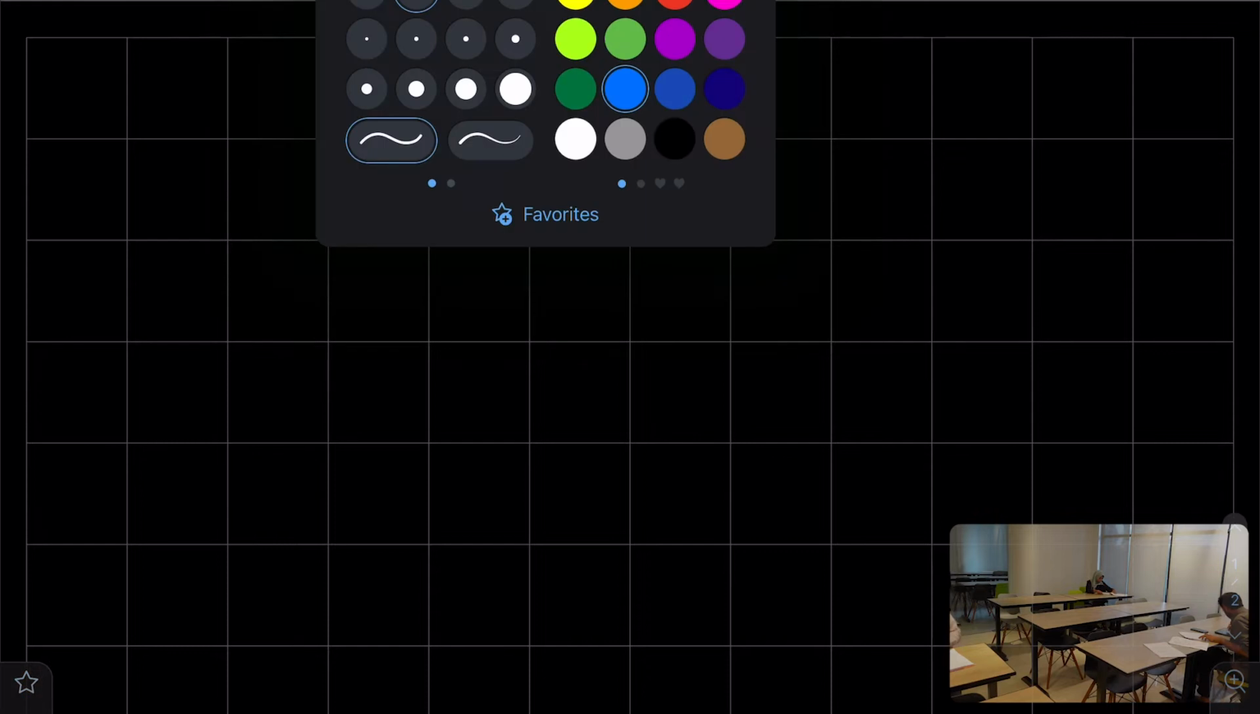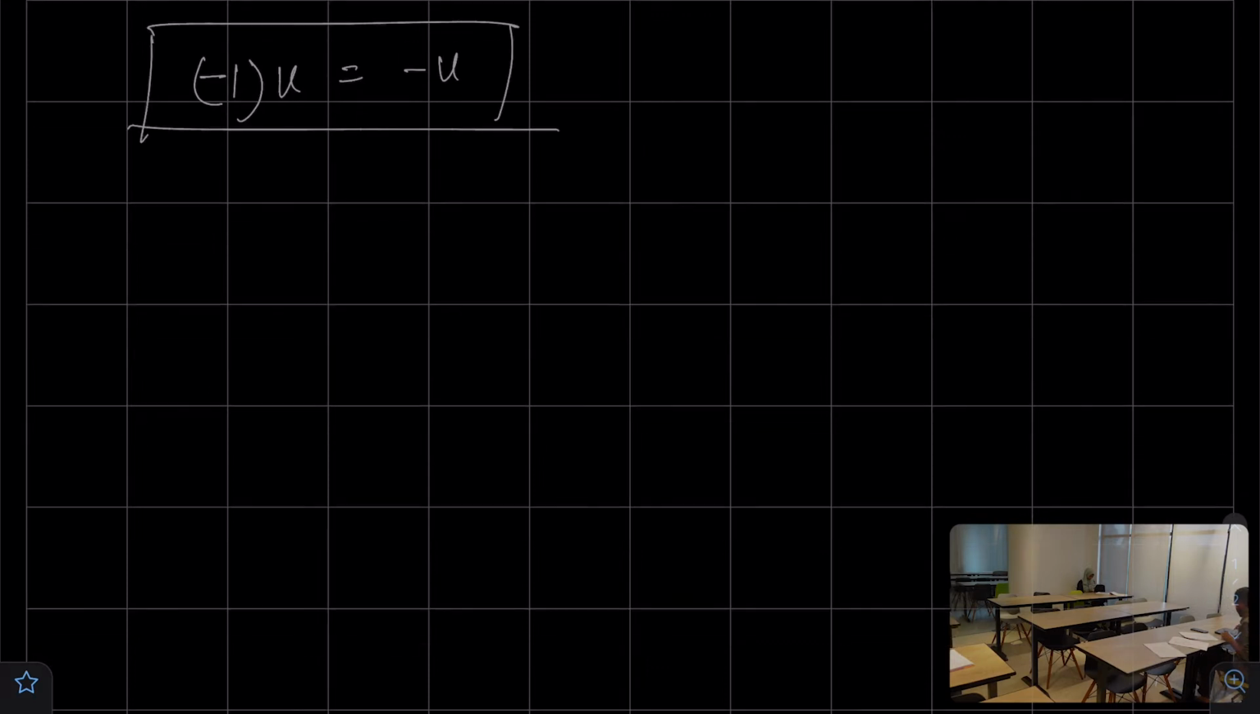We proved a theorem in our last class, and I gave an exercise, and the proof was: -1 times u is equal to -u. We are going to prove this. I said this as an exercise in the last class. The proof is simple, but you have to go through it to recognize all the steps.